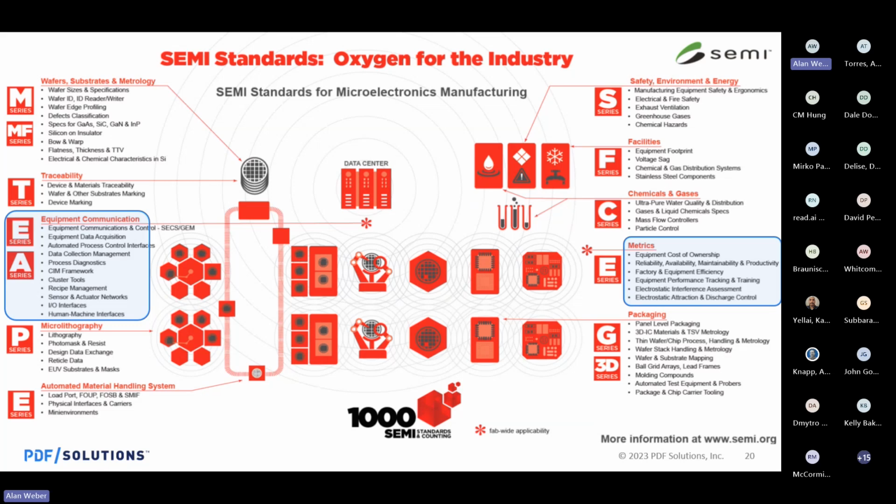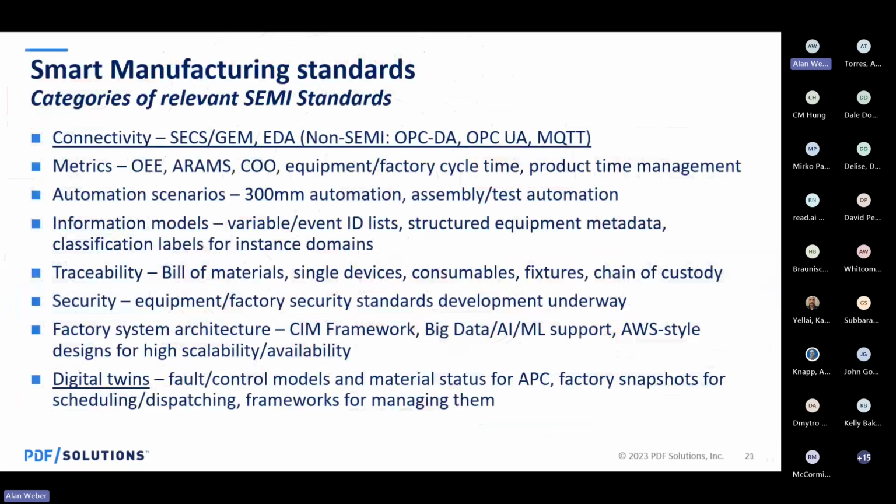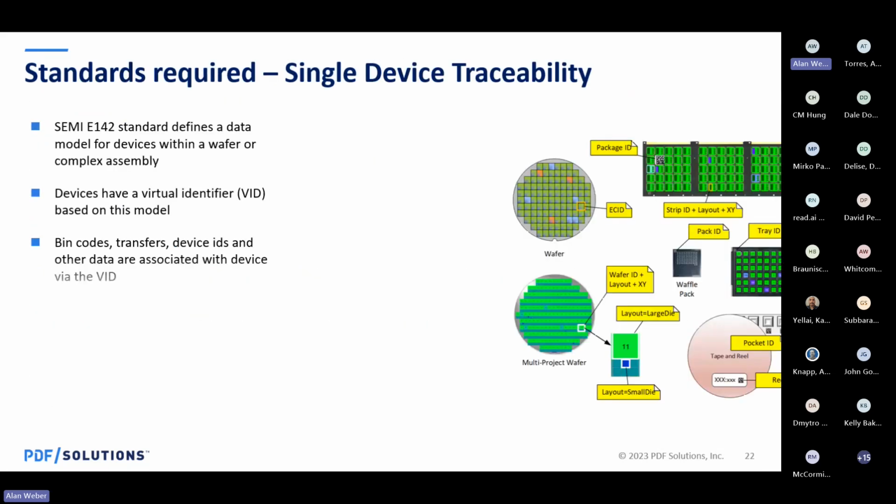The piece that's most important for this interoperability discussion are the ones I've highlighted in blue, the communications and metrics. When you look at the range of semi-standards that apply to what's called smart manufacturing, and again, a loose definition of smart manufacturing is the intelligent use of data to manufacture products, and we've been doing that in this industry for decades. Digital twins is just the latest instance of a standardization category that we have to look at.